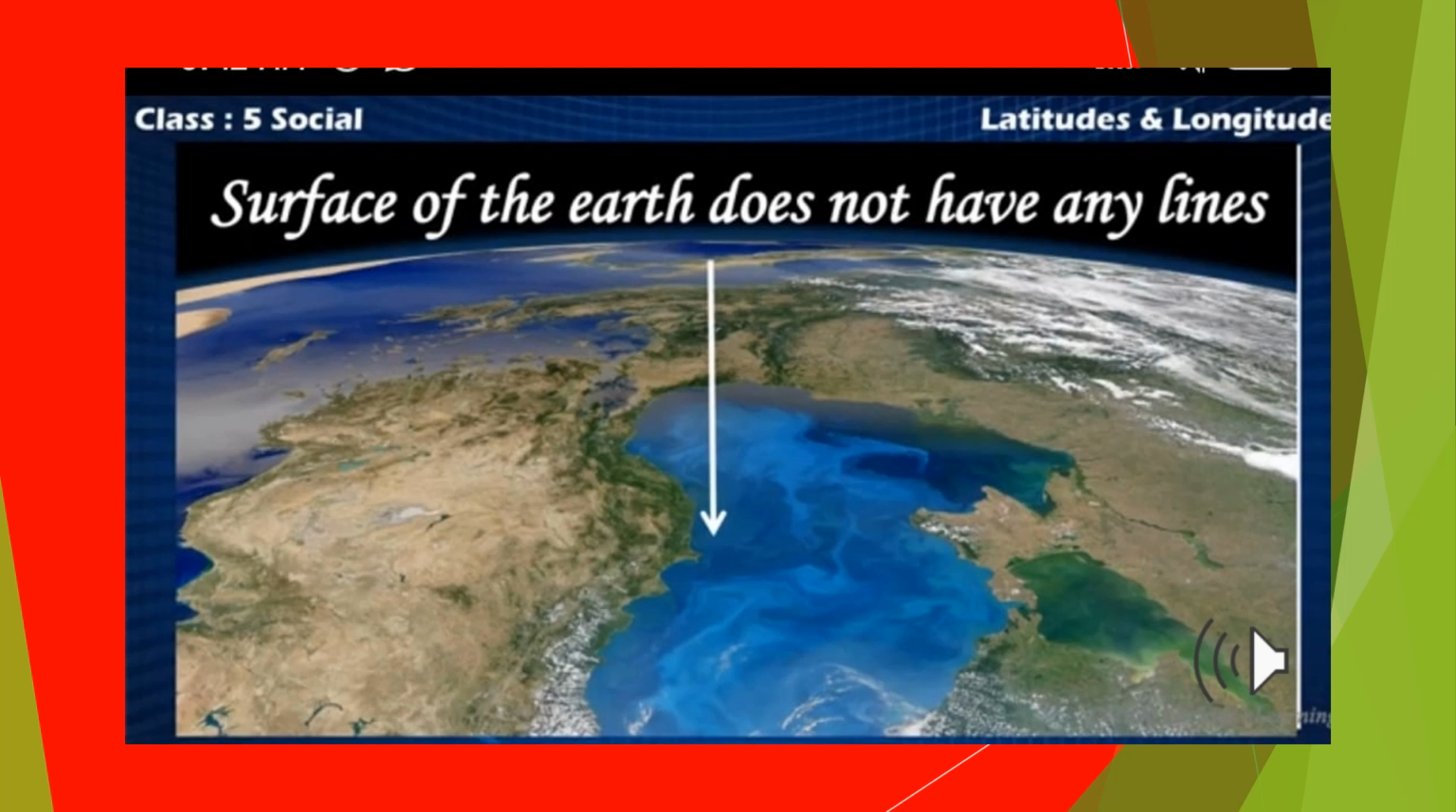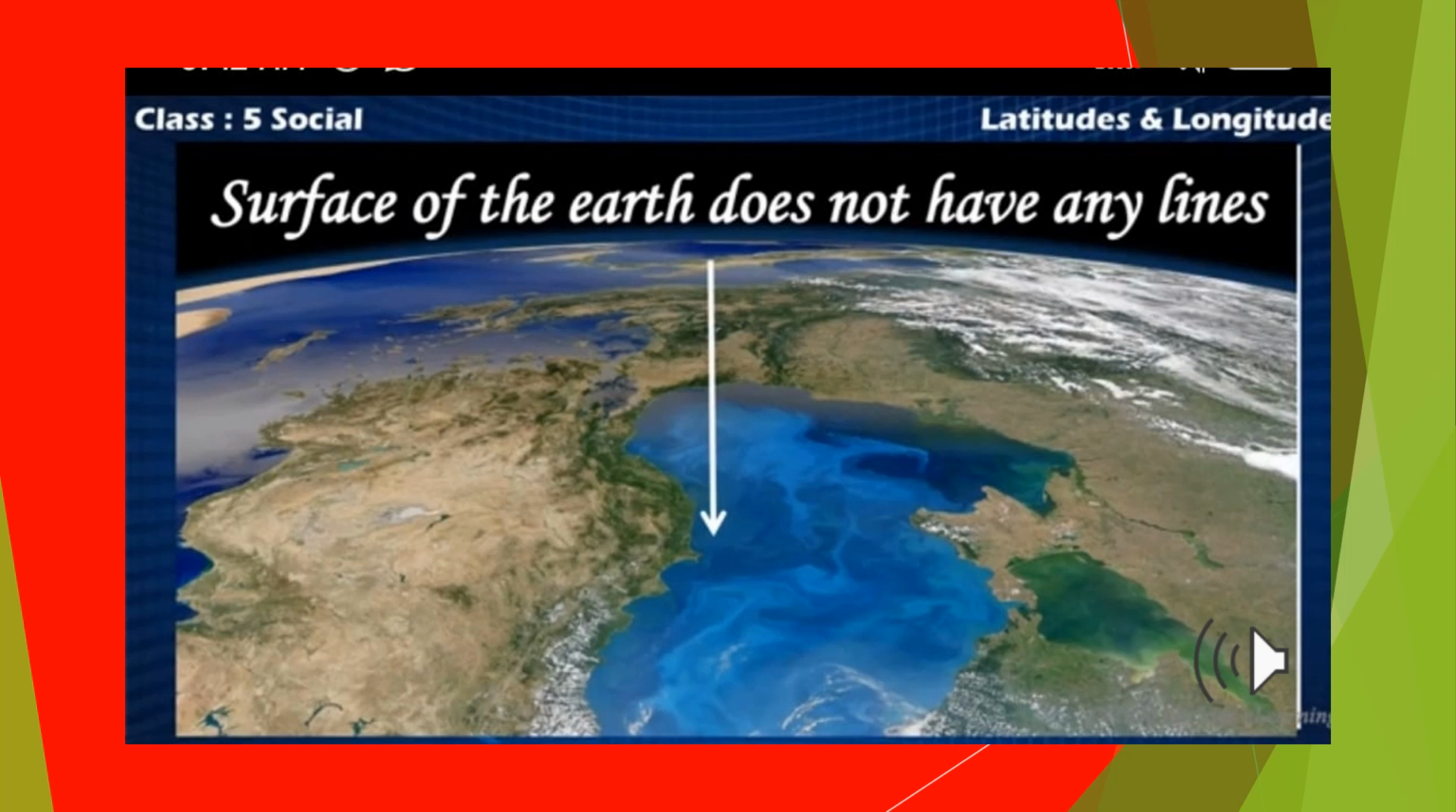We have learned in the previous chapter that globes and maps help us to locate places on the earth. Earth is an oblate spheroid. It is like a sphere. It does not have a top or a bottom. It also does not have sides and corners.